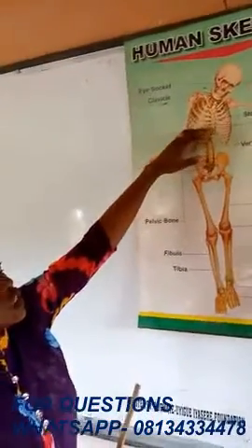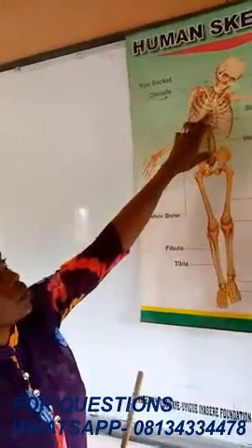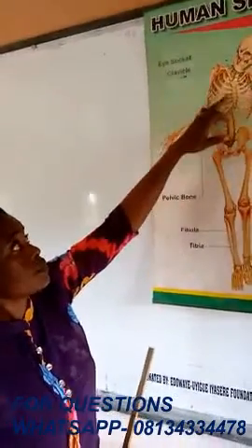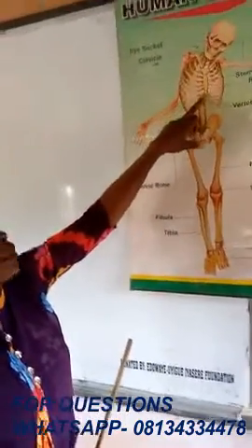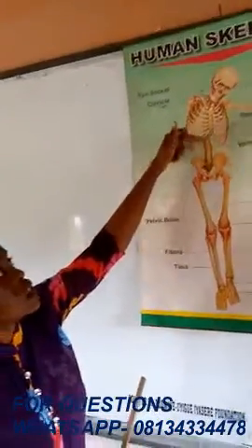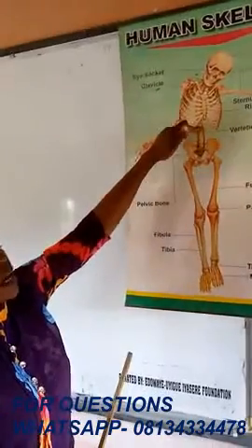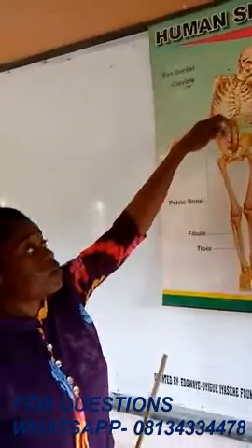Then at the chest region, the name of this vertebra is called the thoracic vertebra. The thoracic vertebra is 12 in number, and each of these vertebrae is separated by a structure called the cartilage or intervertebral disc.